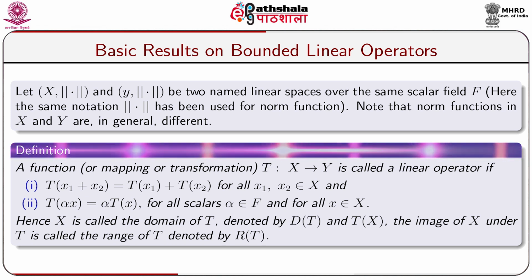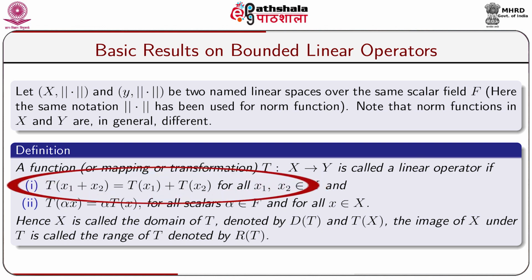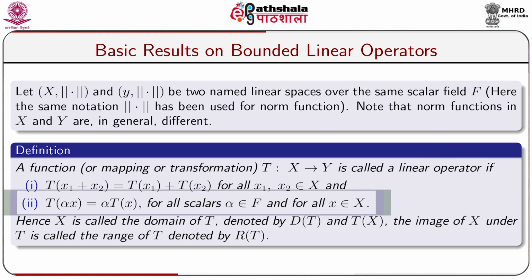The definition of a linear operator is as follows: a function, mapping or transformation T from X to Y is called a linear operator if, number 1, T of x1 plus x2 is equal to T x1 plus T x2 for all x1, x2 belonging to capital X, and number 2, T of alpha x is equal to alpha into T x for all scalars alpha belonging to capital F and for all x belonging to capital X. Hence, capital X is called the domain of T denoted by D(T), and T x, the image of x under T, is called the range of T denoted by R(T).